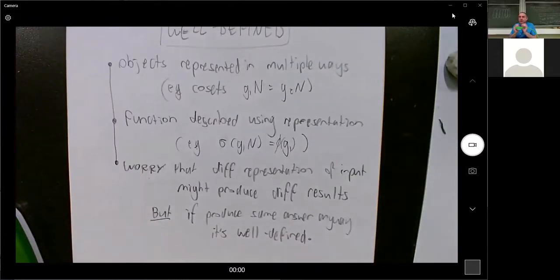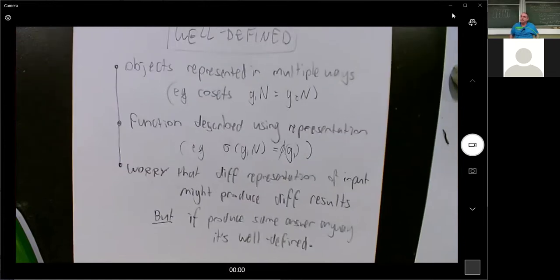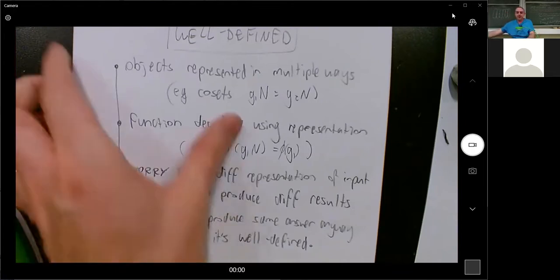Do you want me to do just that bit to show it's well defined, or are we okay with me moving on from there? What's that? Yep, cool. Talk about other stuff.